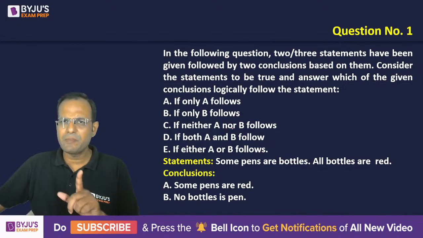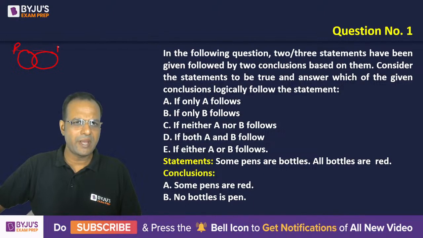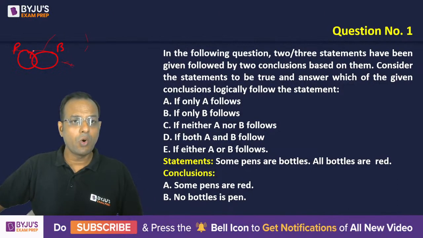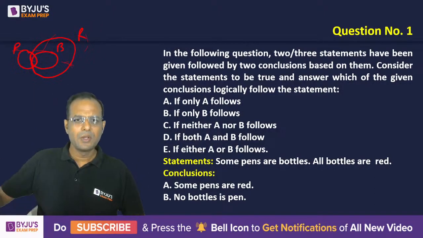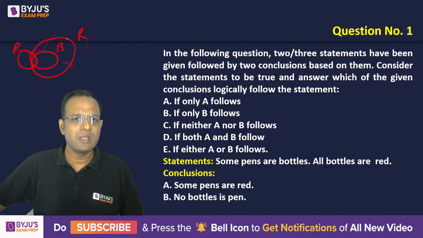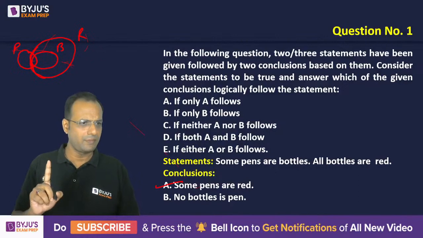Okay. Diagram बना लो. Some pens are bottles. Can we say, let this be pen? Some pens are bottles. Can we draw this diagram? Okay. And all bottles are red. So from the given conclusion, some pens are red. Can we say that some pens are red? ये लाल वाला तो अंदर से ही जा रहा है, पेन के अंदर से जा रहा है. So we can very easily conclude that some pens are red is a valid conclusion. Yes.